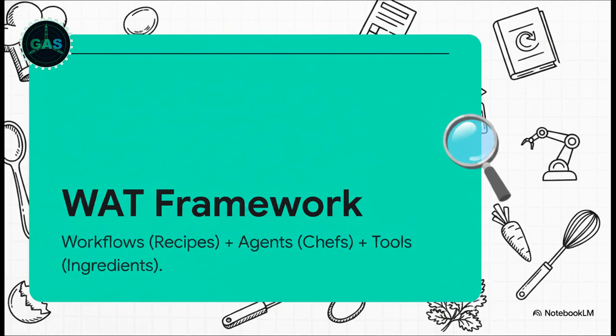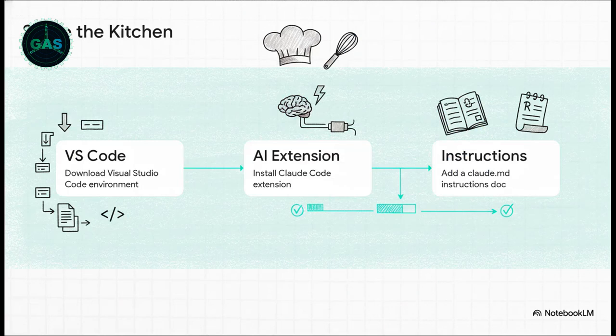They're the specific scripts or actions the chef executes, whether that's scraping a website or firing off an email. Setting up this kitchen is incredibly easy, like zero prior coding experience required. It's just 3 quick steps. First, you grab a free, integrated development environment like Visual Studio Code. Second, install an AI coding extension. Claude Code is a great one. And third, you just drop in a simple text document that outlines your instructions, your WAT framework rules. This makes sure the agent knows exactly what to do on day 1.